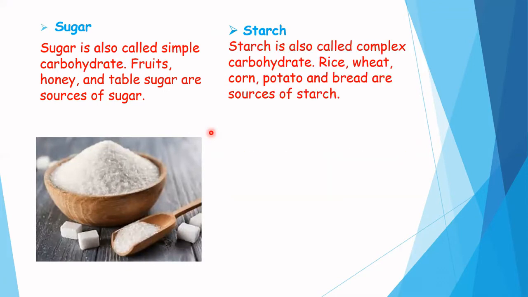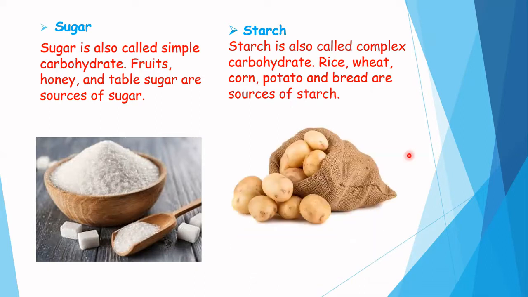Starch. Starch is also called complex carbohydrate. Rice, wheat, corn, potato, and bread are sources of starch. The starch is called complex carbohydrate because it is not as easy to digest as sugar. This is the image of starch, which is potato.